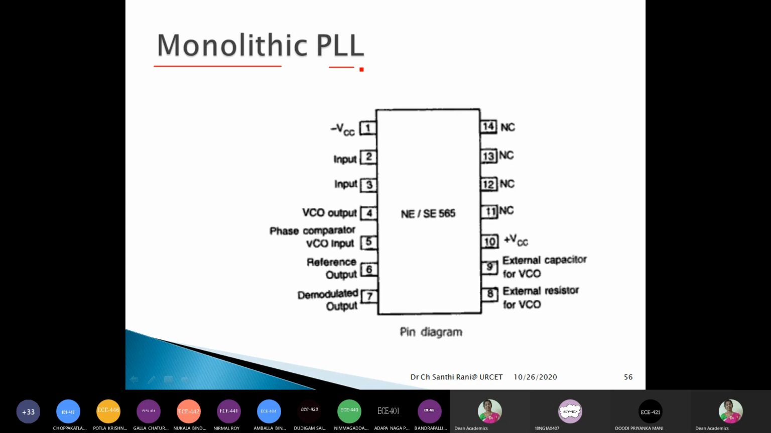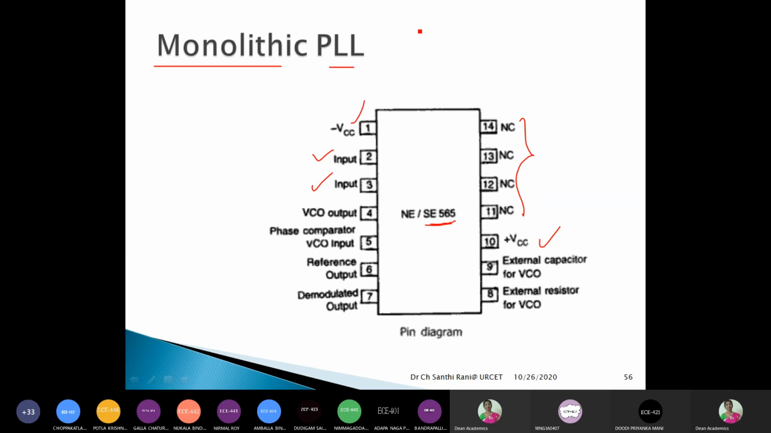So let us say this monolithic PLL, as I have mentioned, pin number 1 is minus VCC, and pin number 10 is plus VCC, and here we have the last 4 pins with no connection. Then these are the 2 input pins. These are the input pins, that means here we have the comparator. This block diagram I will also show, right? The block diagram of this NE/SE 565 I will show, right?